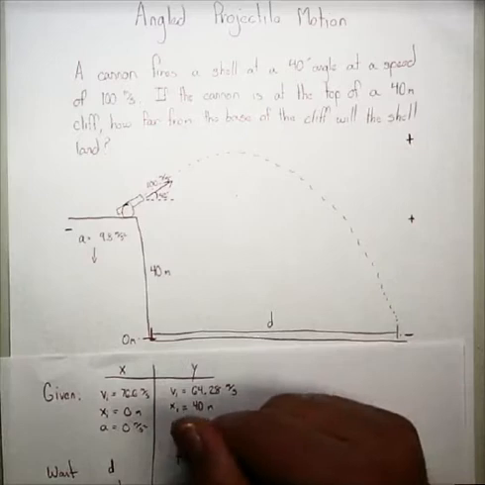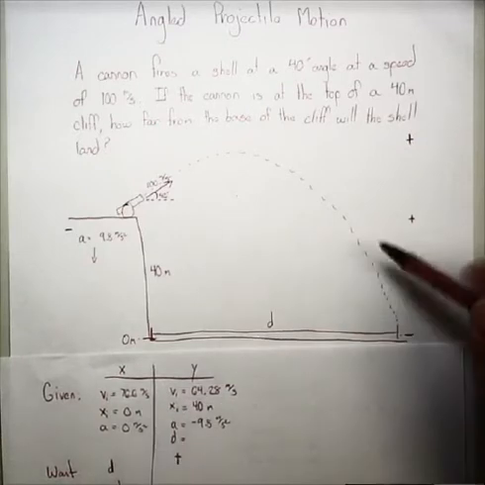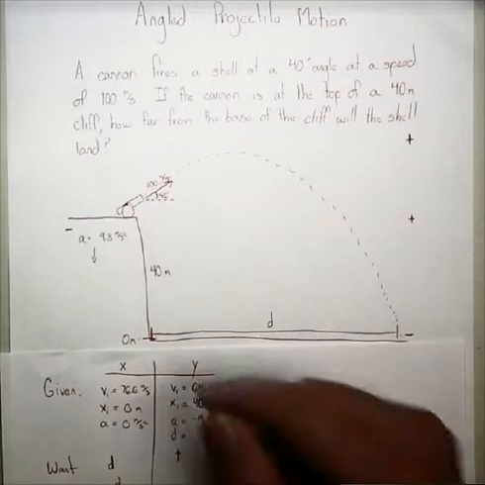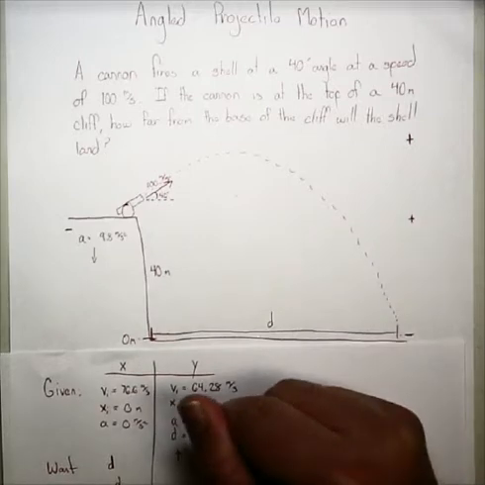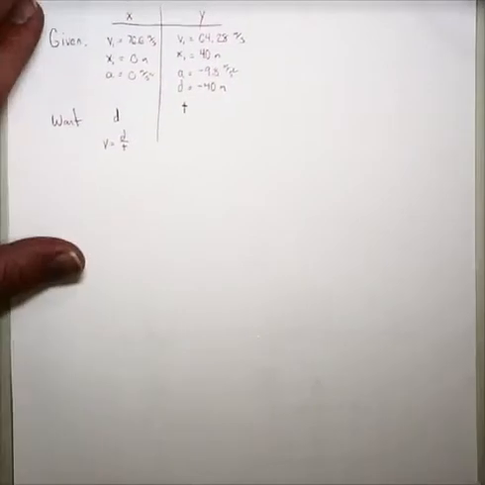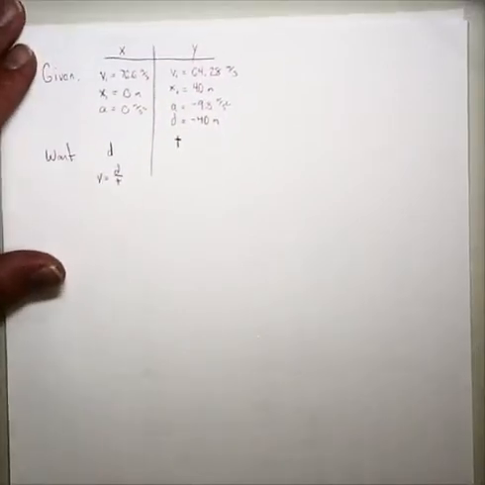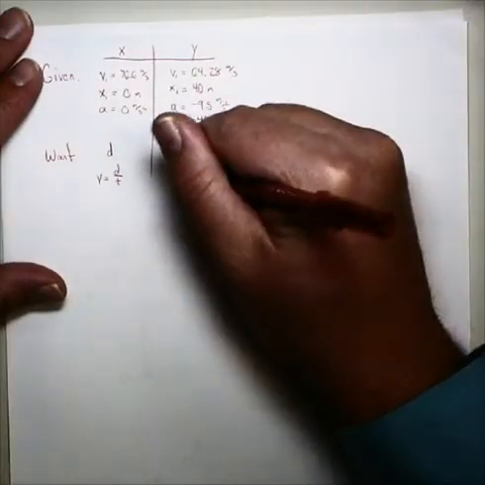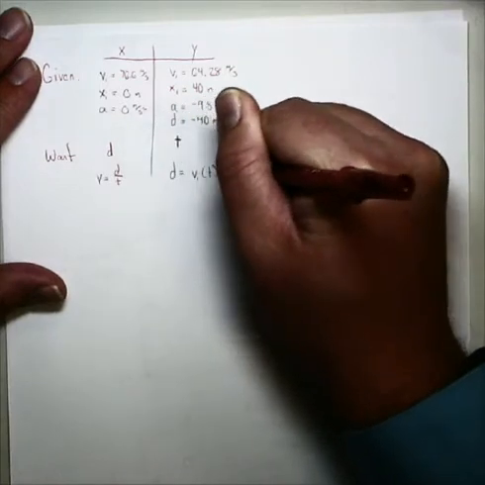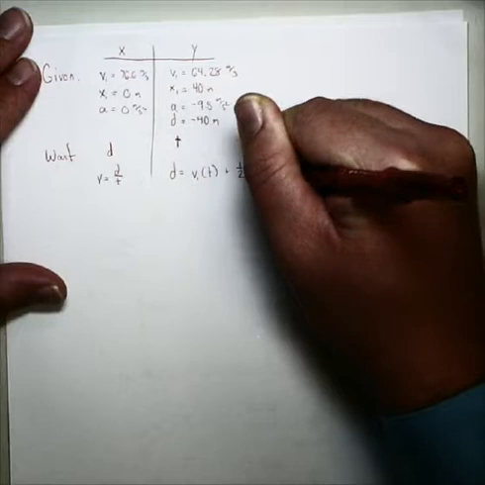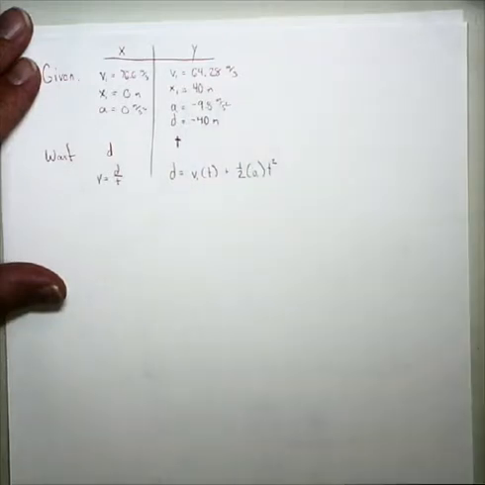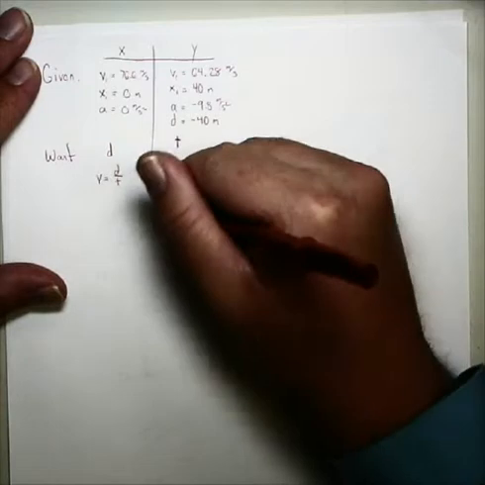So I can also say something about my displacement in this case. My total displacement is going to be 40 meters downward. So that is negative 40 meters. And using this, I now have everything I need to set up an equation to find the time. Namely, I can use the equation displacement equals initial velocity times time plus 1/2 acceleration times time squared. And all I have to do is plug in what I know.